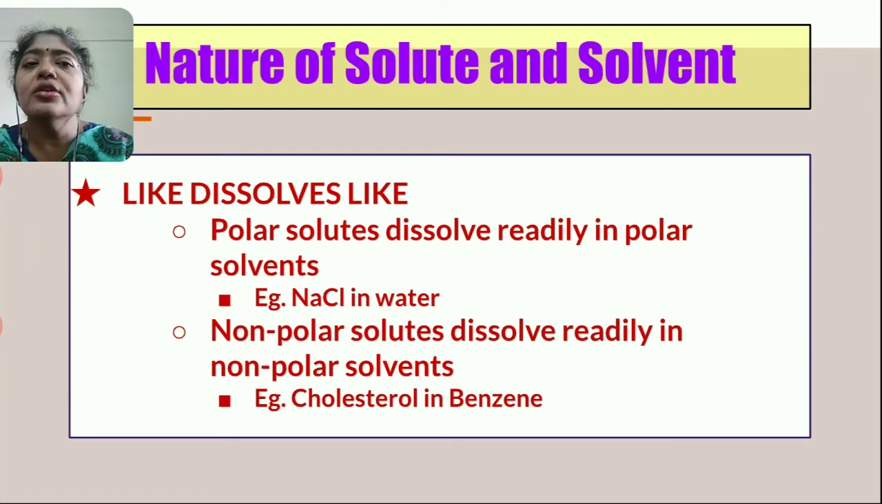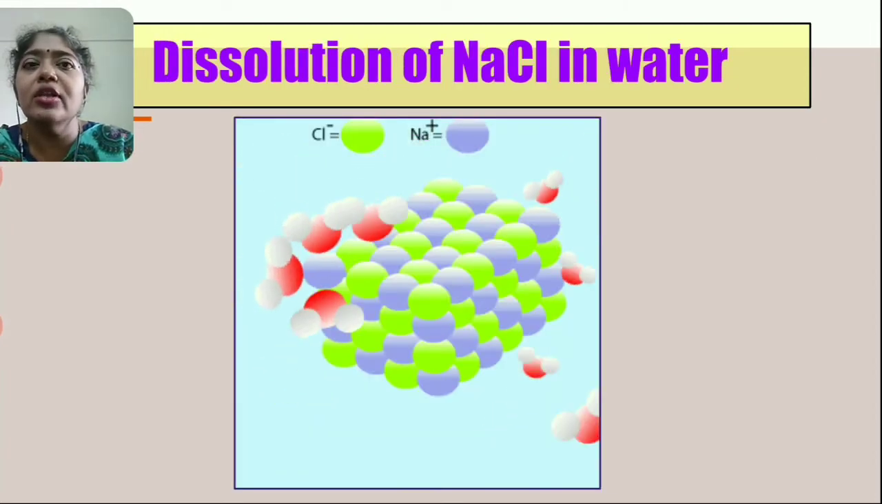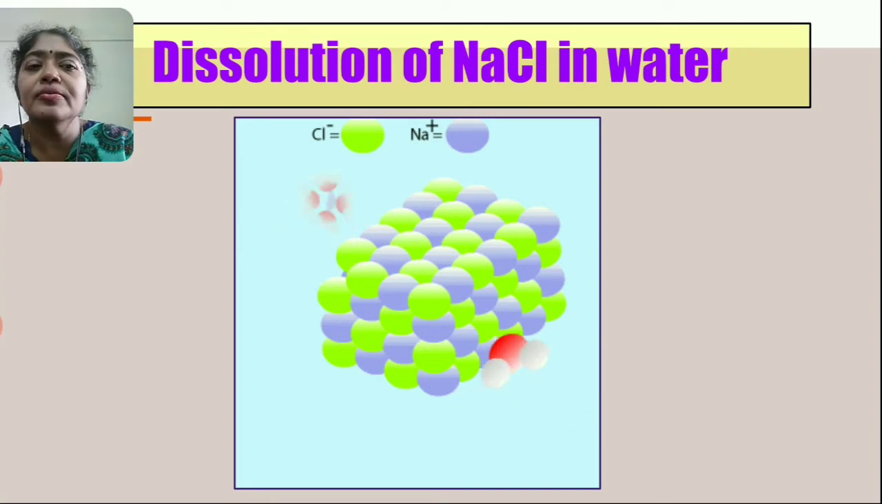And hence, sodium chloride, which is a polar solute, dissolves readily in water, while cholesterol, which is a non-polar solute, will dissolve readily in benzene, which is a non-polar solvent. Let us understand the dissolution of sodium chloride in water.